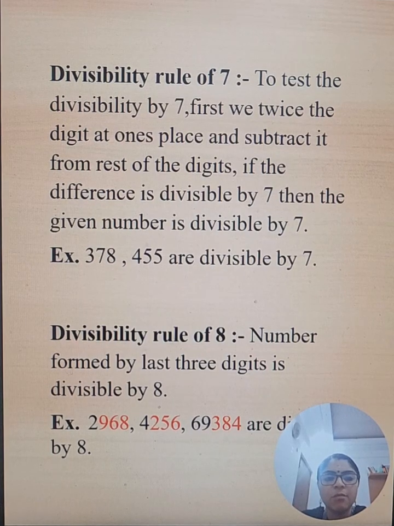The number formed by the last 3 digits is divisible by 8. So whatever number is given to you, you have to take the last 3 digits of the given number. If that number is divisible by 8, then we can conclude the whole number is divisible by 8. For example, they are given a few values, you can check it.